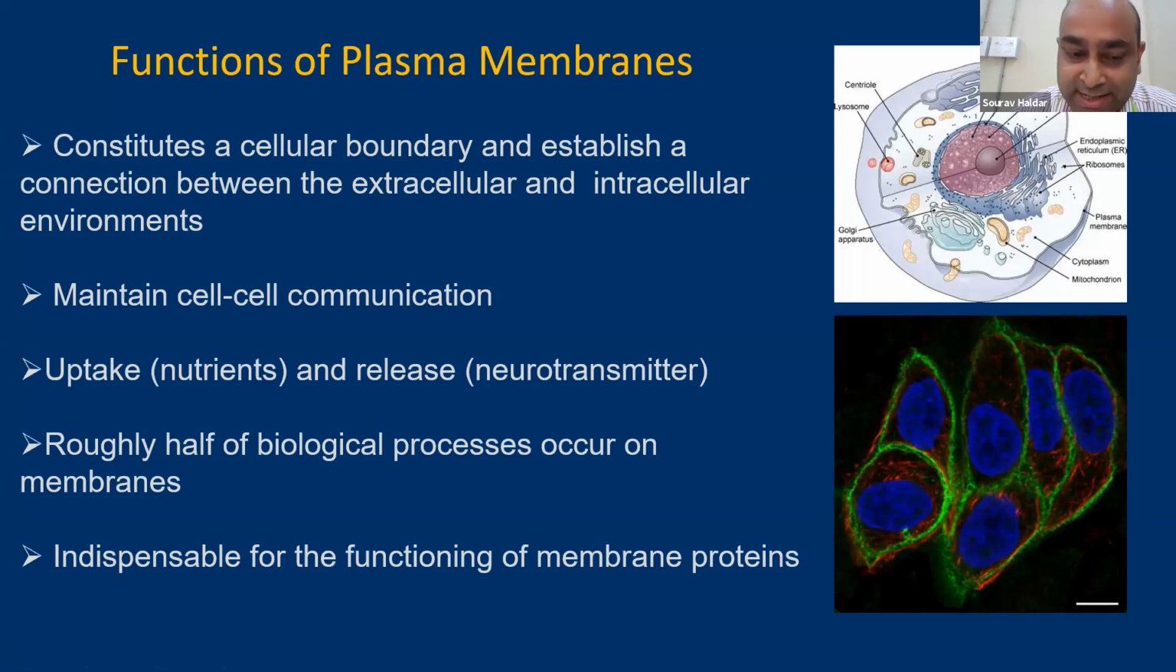Other than that, there are certain central physiological processes that depend on membrane organization and dynamics. Firstly, the lipid bilayer or plasma membrane constitutes a cellular boundary and establishes a connection between the extracellular and intracellular environment. In fact, it has been argued that formation of the biological membrane or lipid bilayer is the first step in the origin of life problem.